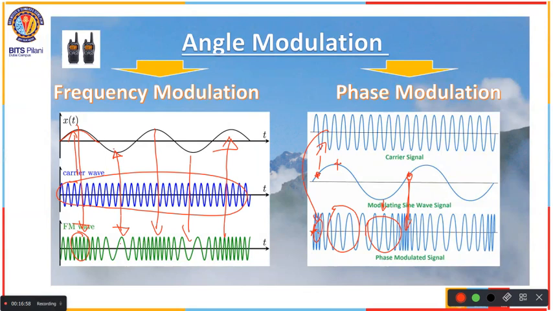You are converting your amplitude to frequency here. Yes or no? You are converting your amplitude to phase here. You are converting your amplitude to phase, you are converting your amplitude to frequency. What is the reverse process? Tell me. Frequency to amplitude. Have you understood this? So, this is the concept behind frequency modulation.